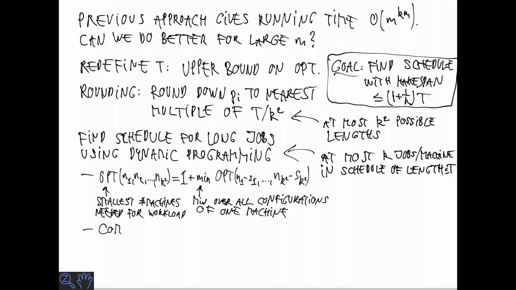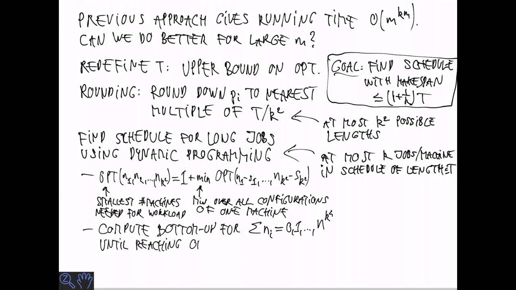And we can compute this bottom up by looking at the sum of the n_i. So first compute all inputs with 0 elements, 1 element, and so on. And at some point we are going to reach the opt for the true input configuration, and we are done.